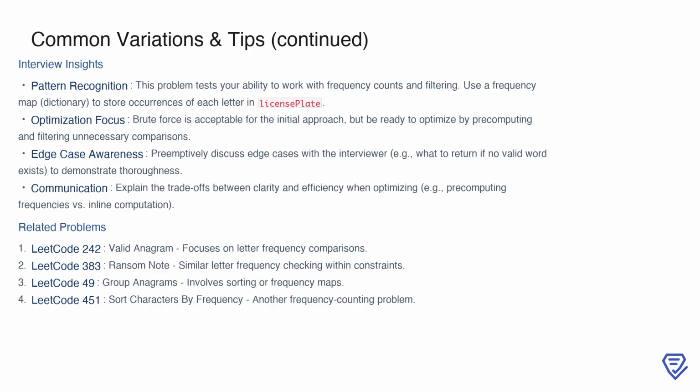Finally, communication is key. Be sure to explain your thought process, including trade-offs between clarity and efficiency. For example, talk about whether pre-computing frequencies is worth the extra memory it uses. If you want to practice related problems, consider problems like valid anagram or ransom note, which also deal with letter frequency comparisons, or group anagrams and sort characters by frequency, which involves sorting or frequency counting in different contexts.